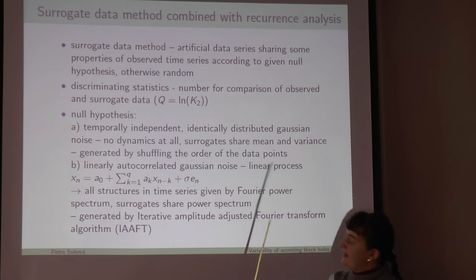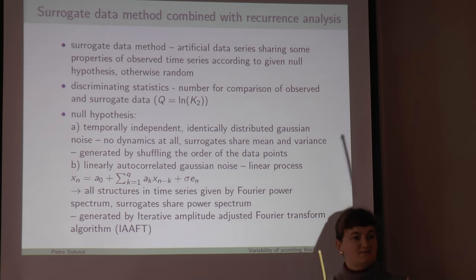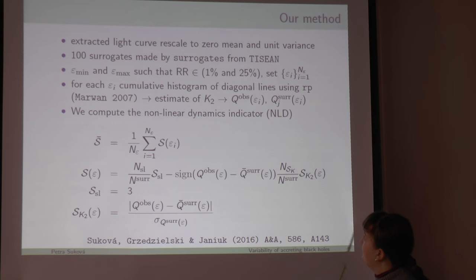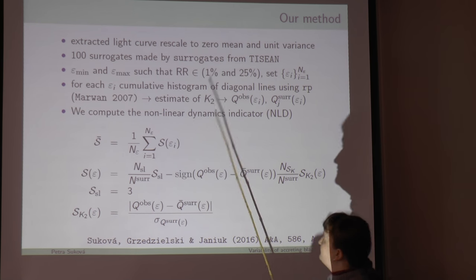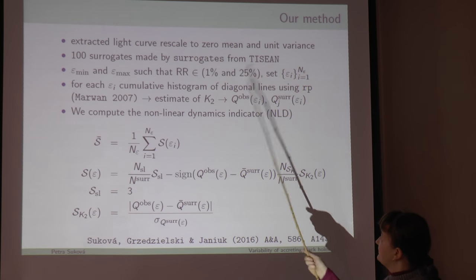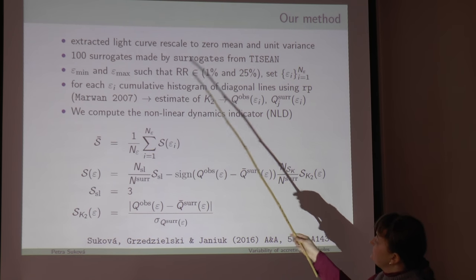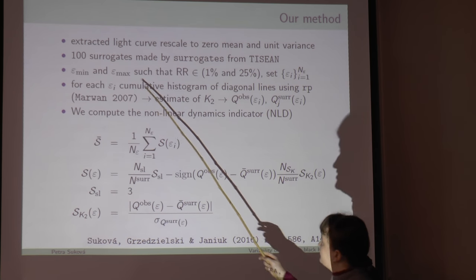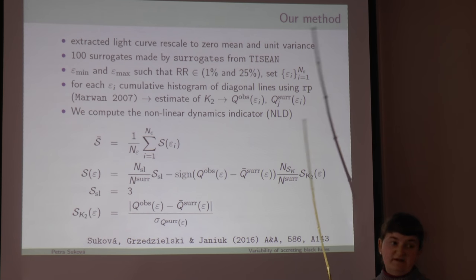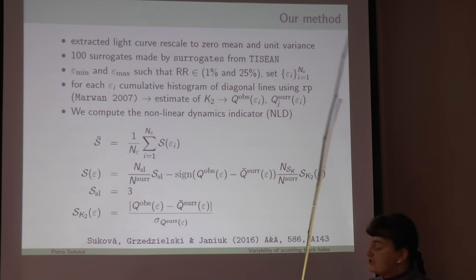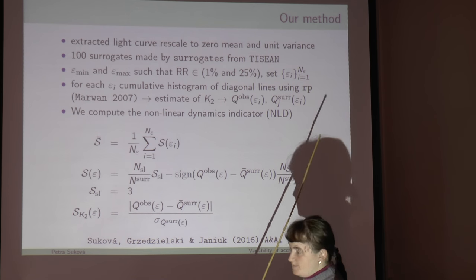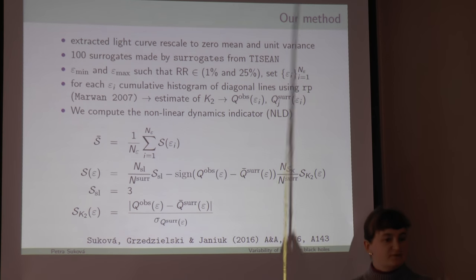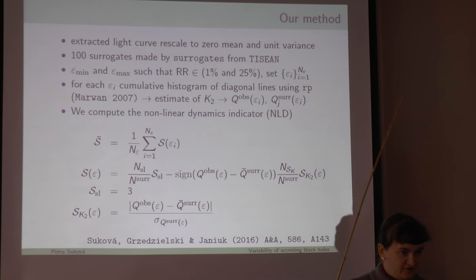Yeah, so the recurrence plots were made with the same parameters as for the original time series, and as I will show you now, we took our light curve, rescaled it to zero mean and unit variance, made the surrogates, and then chose the recurrence threshold, that means the size of the neighborhood, such that the recurrence rate goes from 1 to 25%. That means the ratio of the number of points which are treated as recurrence points to all points of the matrix. We find several values of epsilon, compute it for each epsilon, and then average it for each epsilon.